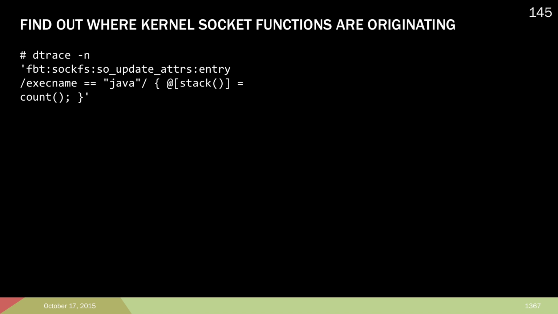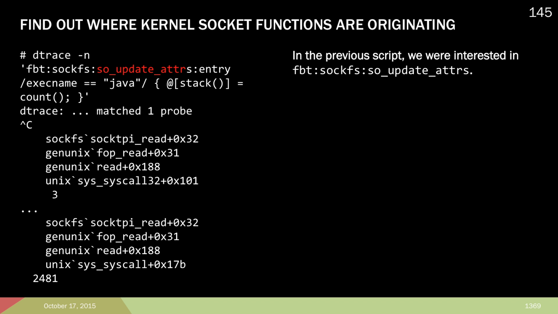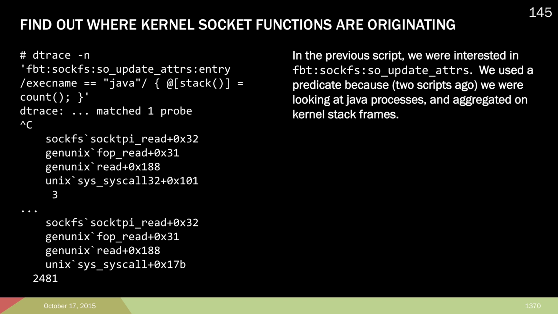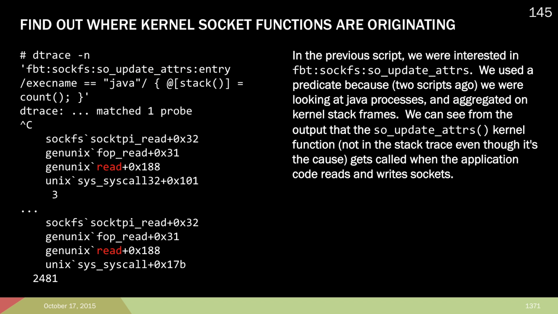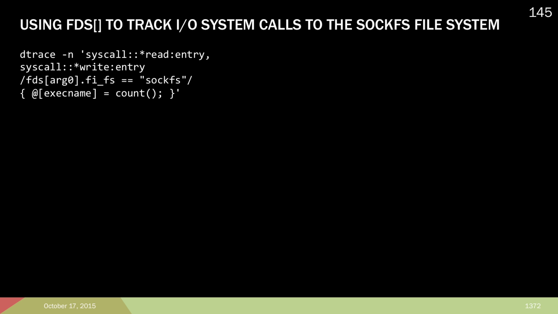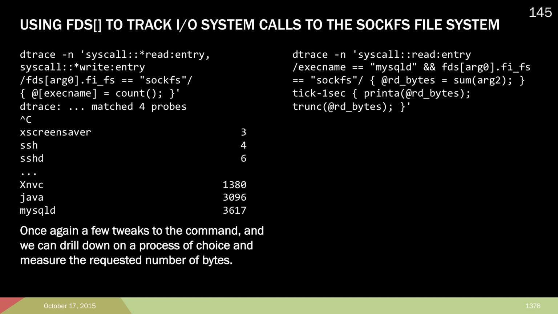Find out where kernel socket functions are originating. In the previous script, we were interested in so_update_attrs. We could see from the output that the so_update_attrs kernel function, not in the stack trace even though it was the cause, gets called when the application code reads and writes sockets. Let's use the file descriptor array fds to track I/O system calls to the sockfs file system. Once again, with a few tweaks to the command, we can drill down on a process of choice and measure the requested number of bytes.